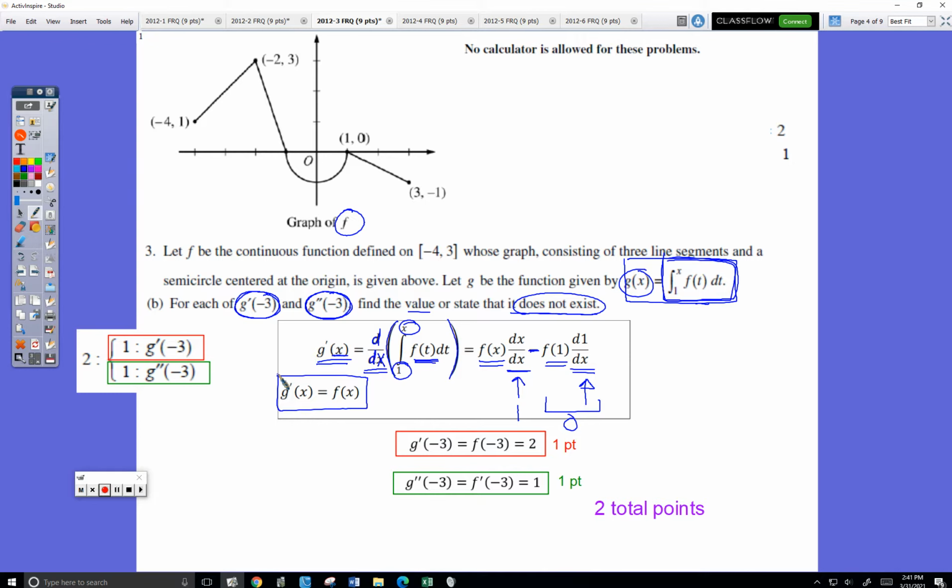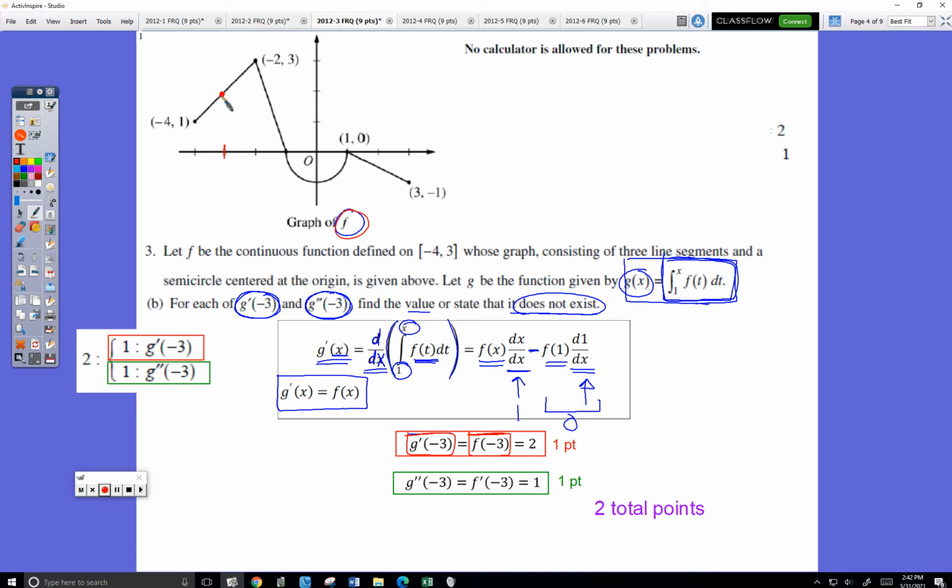So now I know that g prime of negative 3 is exactly the same thing as f of negative 3. This is f. Here's negative 3. So I'm finding this y coordinate right there.